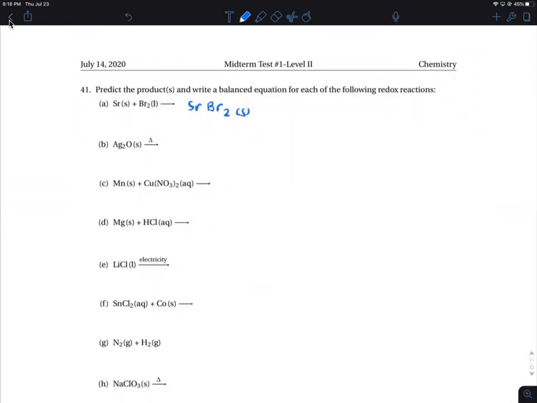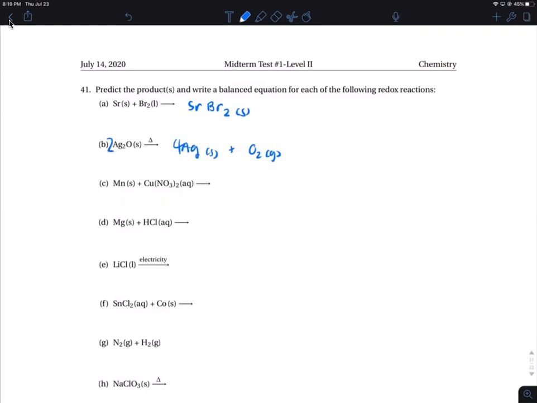For the second one, we're heating up Ag2O. So that's going to give us Ag plus O2 gas. So 2, 4. And then for part C, so I'm just going to write out the answers for now.